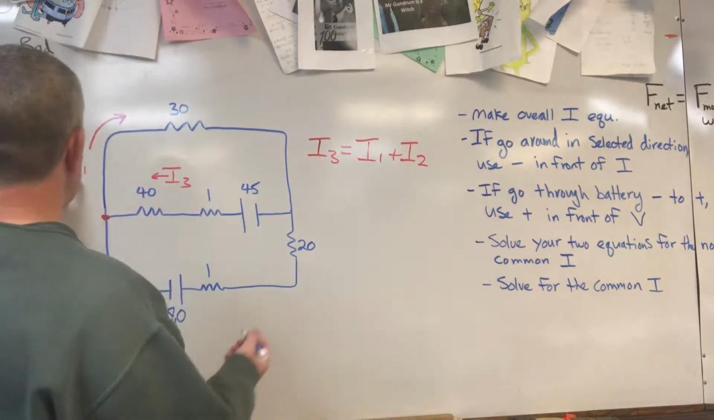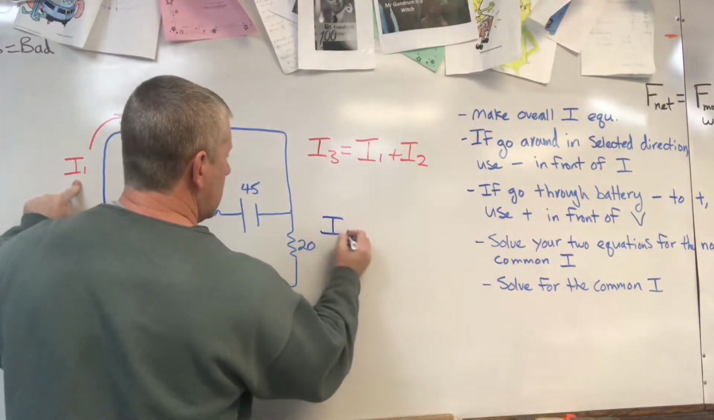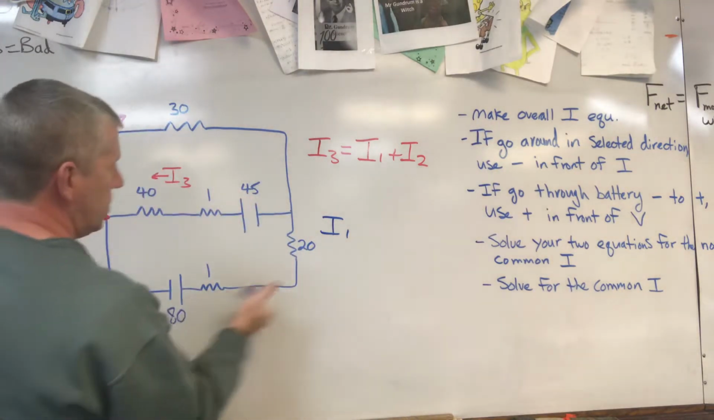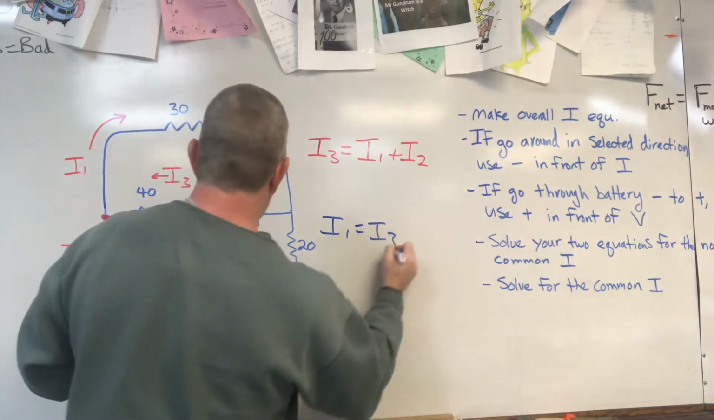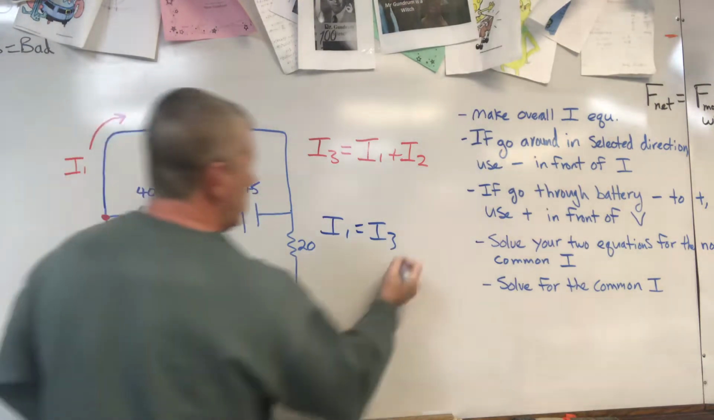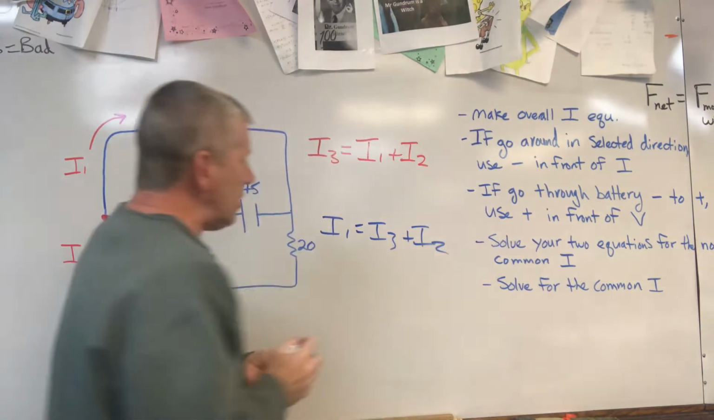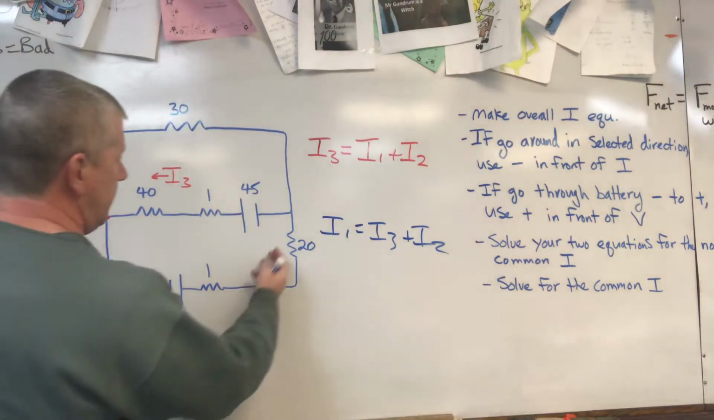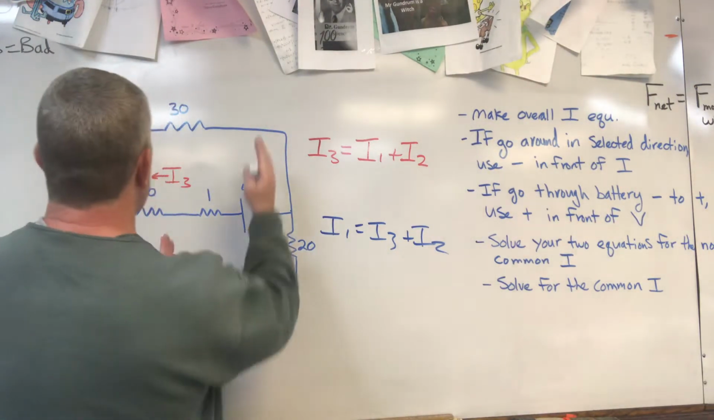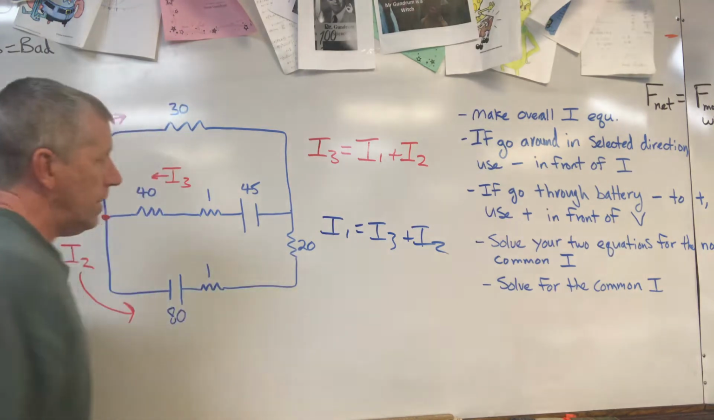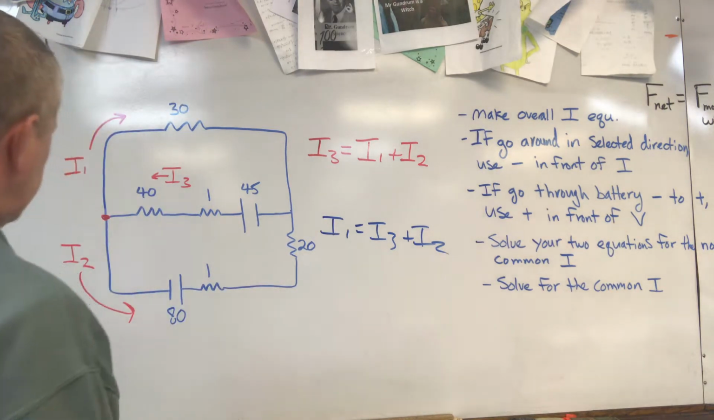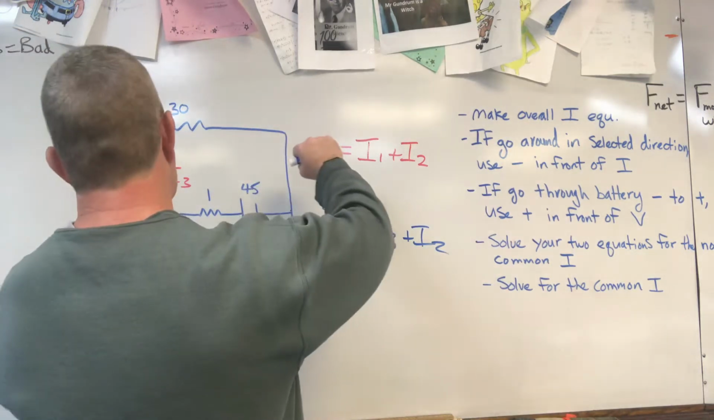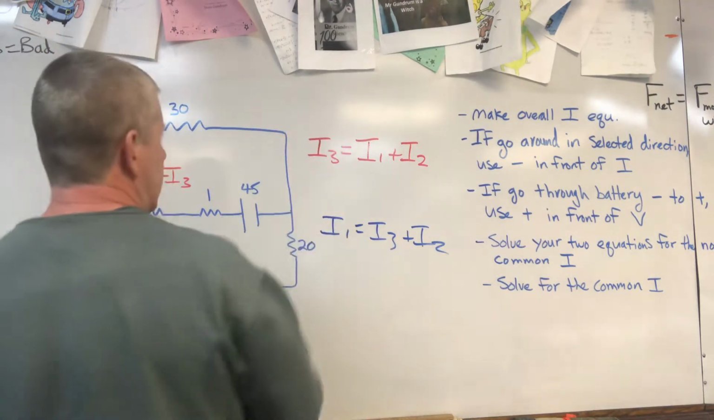For example, you could say that I1, since it comes around here and then splits into I3 and I2, is equal to I3 plus I2. And then you can go with that. It doesn't matter what equation you make up as long as it makes some sense. You could say that I2 equals I3 and I1, or whatever. Let's say I have I1 coming this way, so it would be equal to I3. This would be I2 plus I1 equals I3.